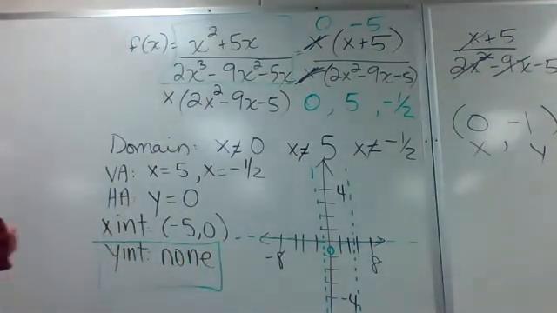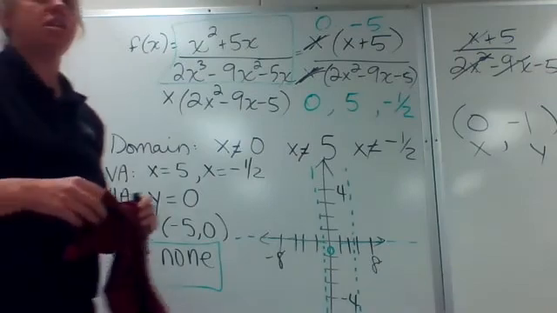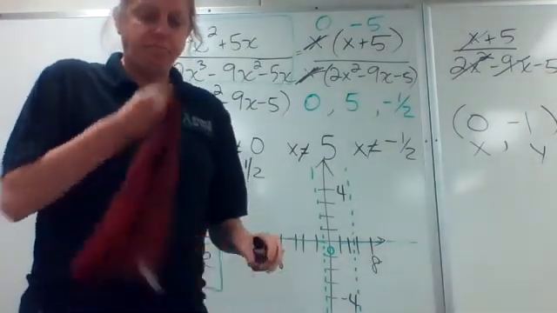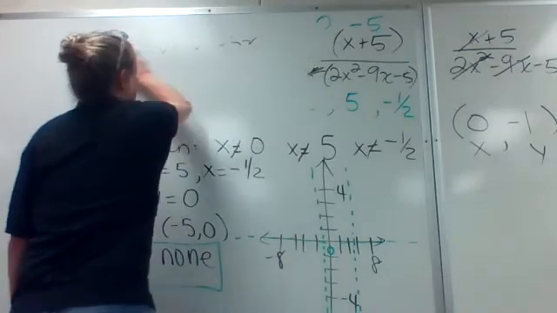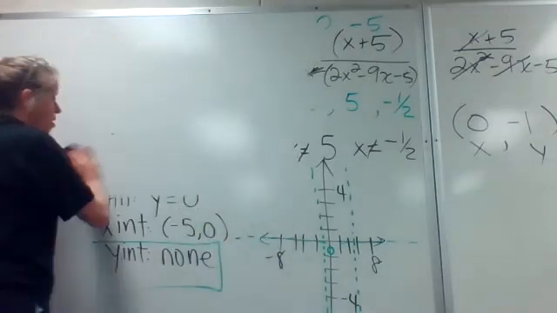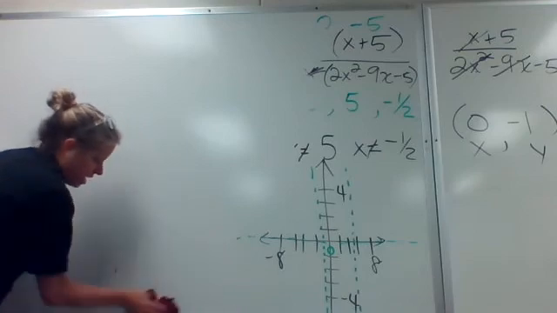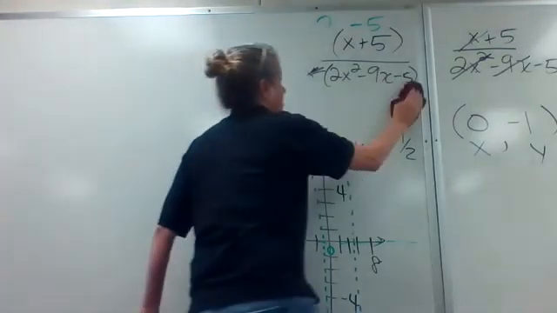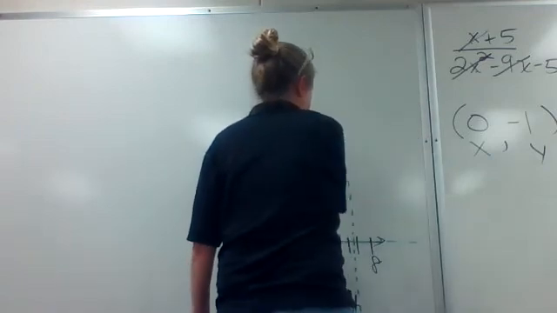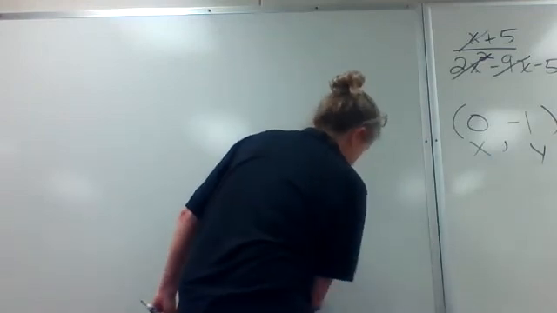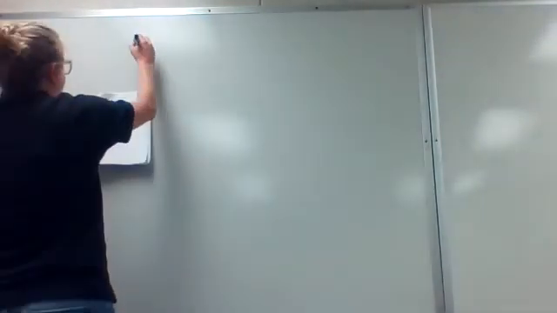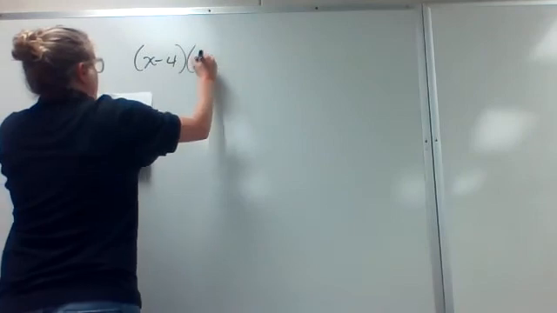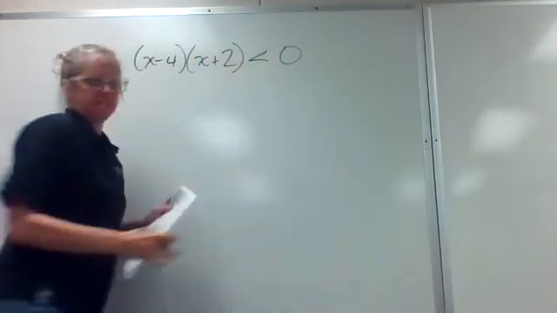All right, 24 and 25 are dealing with those inequalities, talking about where it's above or below 0. And remember what 0 is. We solved these graphically, and 0 is our x-axis. So 24, you have x minus 4, x plus 2 is less than 0.